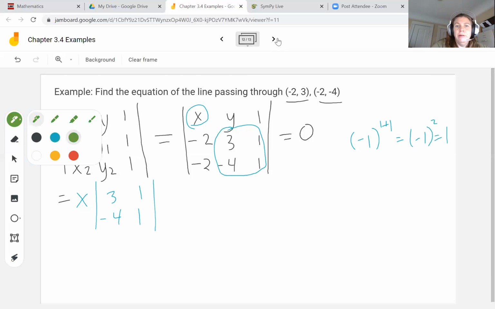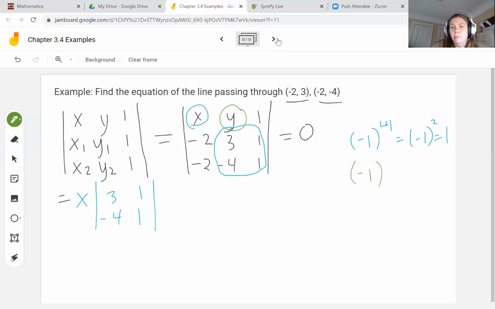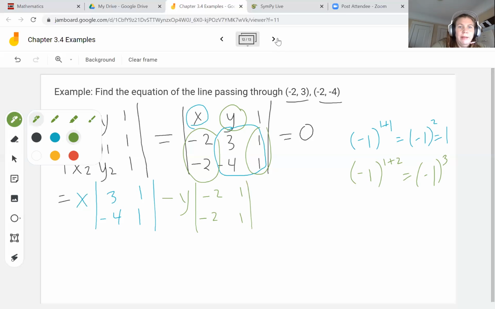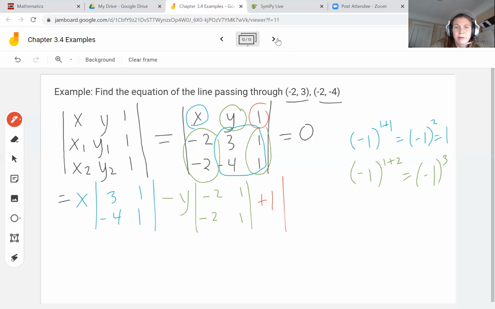Now we think about taking the y, and that y is in row 1, column 2. So that is actually going to be a -1 to the third. So we're going to get a -1 here. So we're going to have minus y, and then the cofactor matrix that corresponds is going to be -2, 1 if I go by the rows, and -2, 1 in the next row. And then the 1 here, that'll give us our constant in the equation. That's going to be 1 times this cofactor matrix, -2, 3 by the rows, and -2, -4.